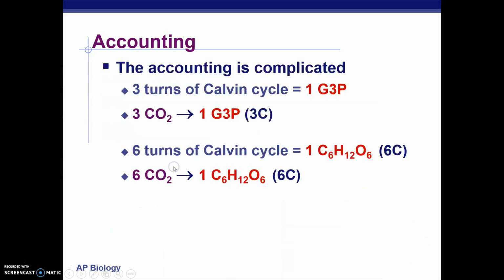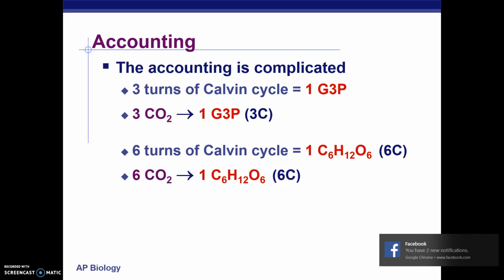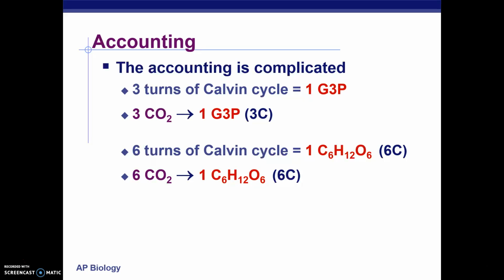A little bit about the accounting of those carbons. Need to keep a track of those carbons. So each carbon dioxide has 1 carbon and each G3P has 3 carbons. So 3 turns of Calvin cycle. In each turn you will have 1 carbon being fixed. So the 3 turns of Calvin cycle will produce 1 G3P.